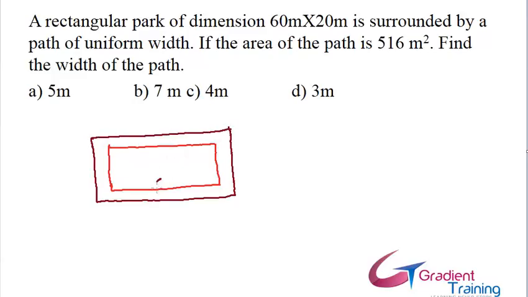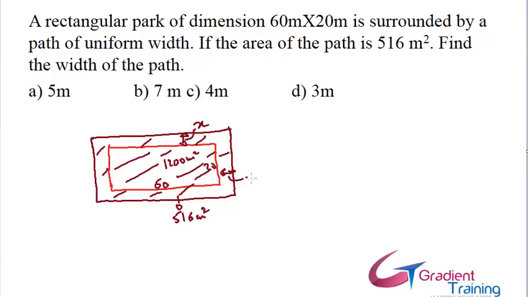We know that this is 60 and this is 20, so the area of the park is 1200 meters square, and the area of the path surrounding it is 516 meters square. So if we assume that the width is x on all the sides, we get the dimension of the outer rectangle in terms of x.